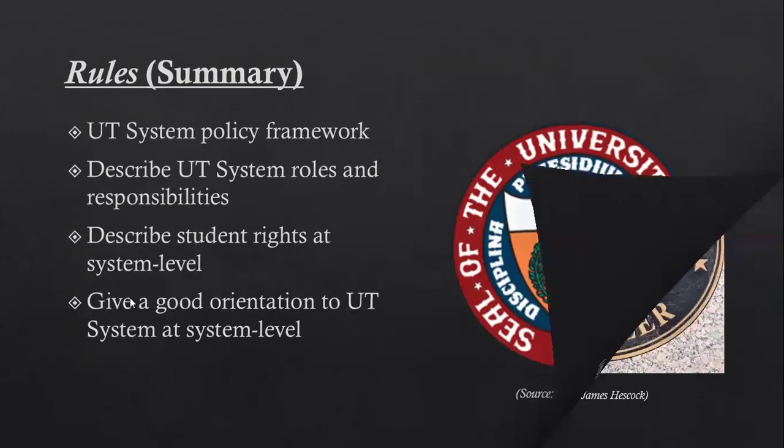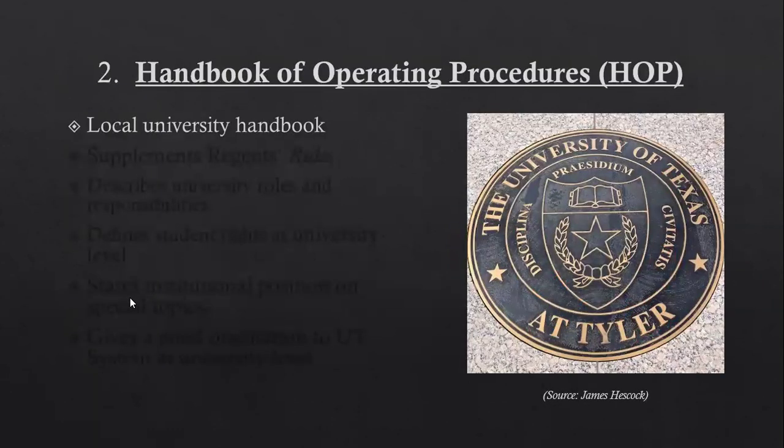The second, whoops, I skipped one. The second rule book that's important to note is the Handbook of Operating Procedures. The Handbook of Operating Procedures is the local university's operational handbook. It exists to comply with the Regents' rules by issuing policies that govern the local university. Now, it's important to note that the Handbook of Operating Procedures, or HOP, supplements the Regents' rules, but does not replace them.